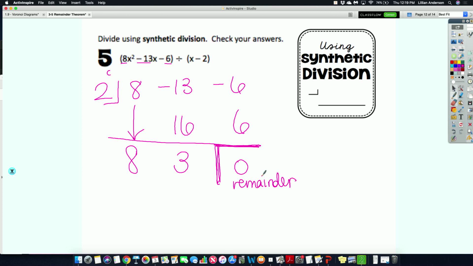And these two numbers that are to the left of that, I guess I don't know how to describe it, whatever is to the left of the remainder, that actually represents your quotient. And you always go 1 degree down from whatever you start with. So if you start with the x squared, your quotient will be 1 less power. So if I start with x squared, this just becomes a regular x. And 8x plus 3 is my quotient, is my answer when I divide these two. Okay? Questions?